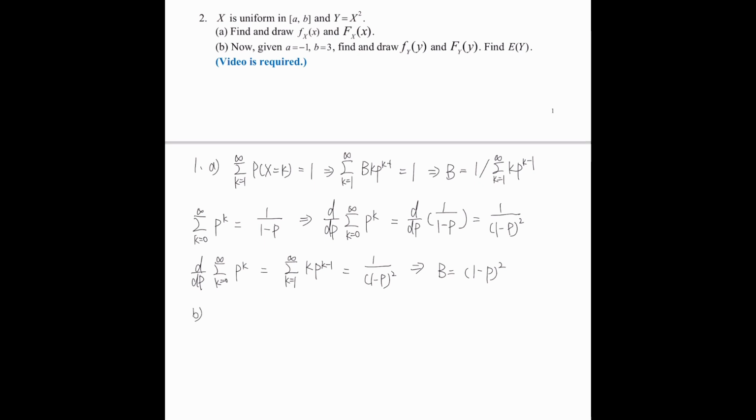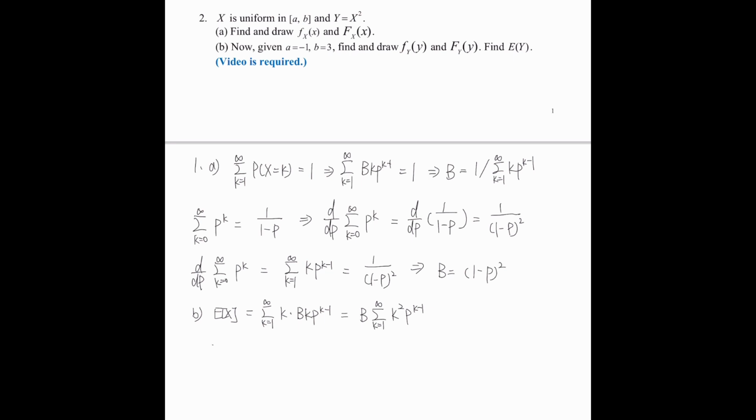Question B. Find the expectation of X. The expectation of X equals the sum from k equals 1 to infinity of k times b k p to the k minus 1 power, which equals b times the sum from k equals 1 to infinity of k squared times p to the k minus 1 power.